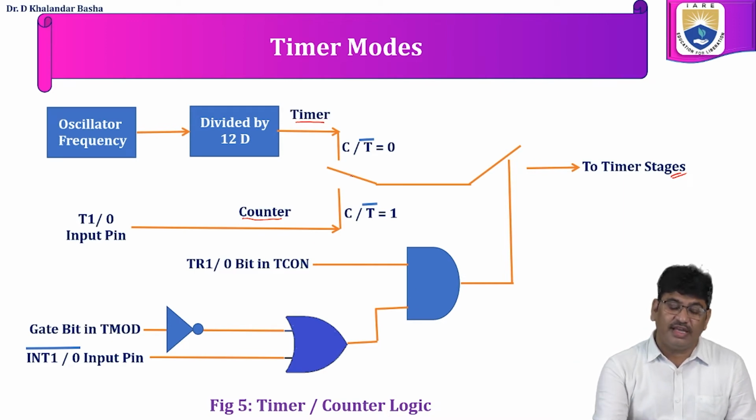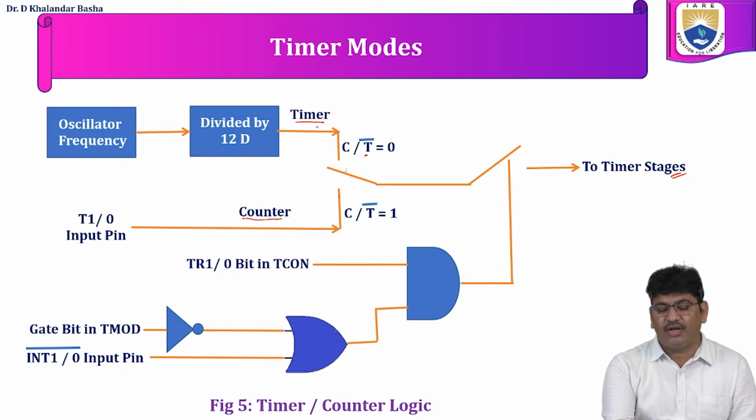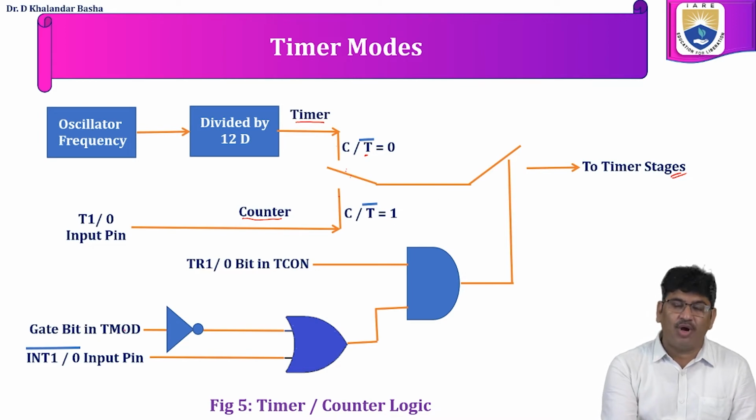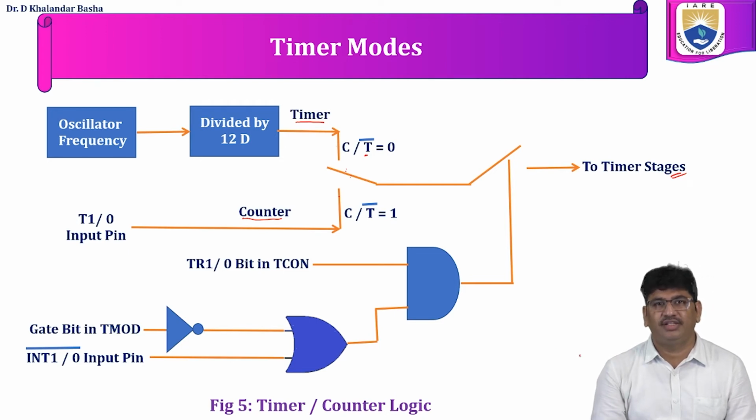This switch will be connected either to the timer or to the counter depending upon C/T bar. If C/T bar is equal to 0, then this switch will be connected for timer operations. If C/T bar is equal to 1, this switch will be connected for counting applications. So whatever pulses we get for the timers or counters will be passed to the timer stages based upon the bits in the register.